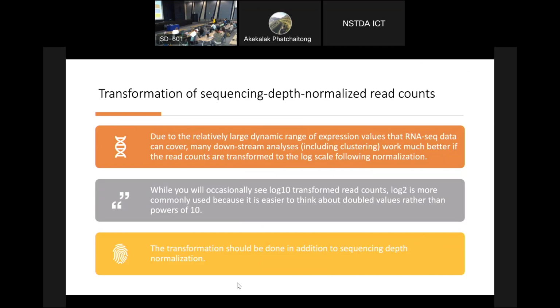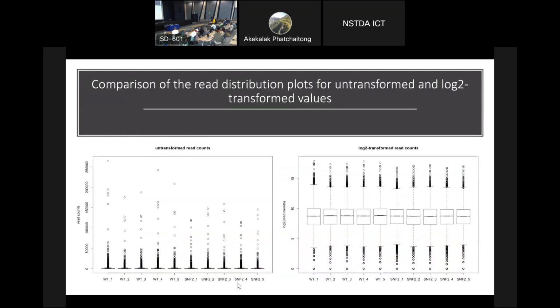And the transformation should be done in addition to the normalization. So you don't just normalize and forget to transform, you should do both. Here's an example. So this is untransformed. As you can see, the expression values can go very high. Big difference there. But when you do a log, it is very nicely compacted into small scale numbers. They're much more manageable in the log space.